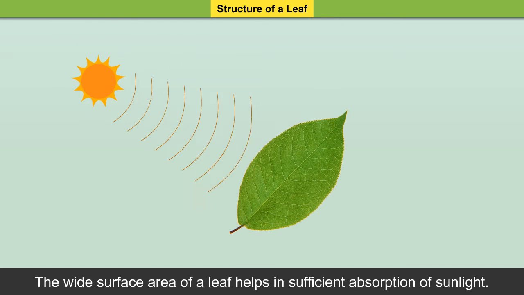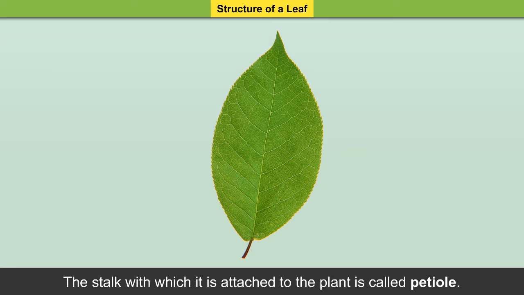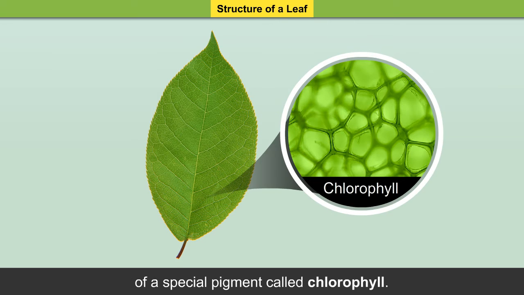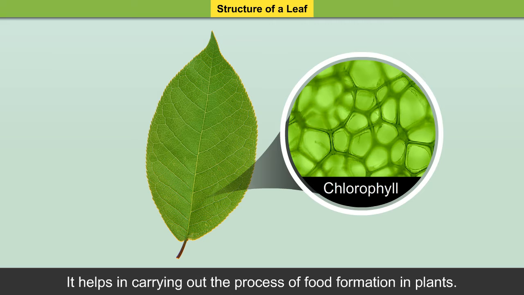The wide surface area of a leaf helps in sufficient absorption of sunlight. The stalk with which it is attached to the plant is called the petiole. The green color of a leaf is due to the presence of a special pigment called chlorophyll. It helps in carrying out the process of food formation in plants.